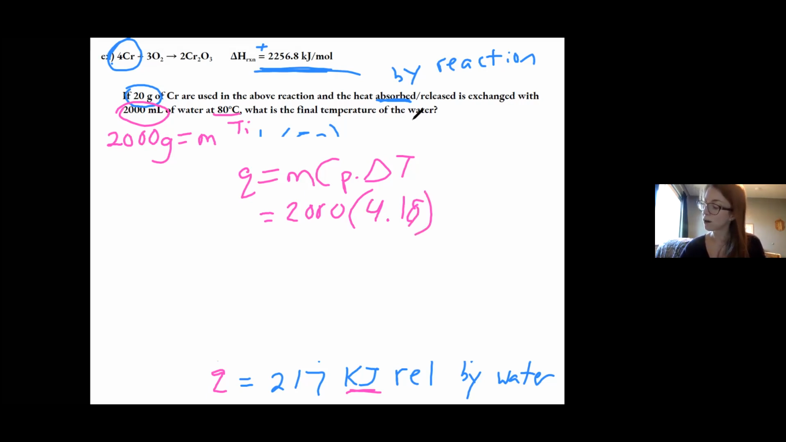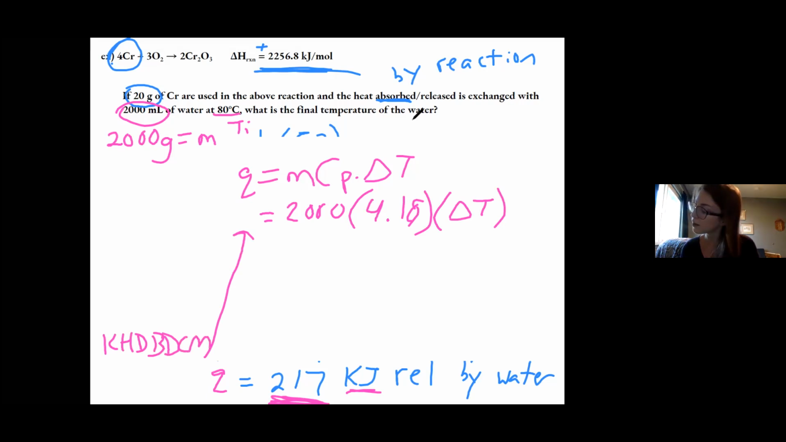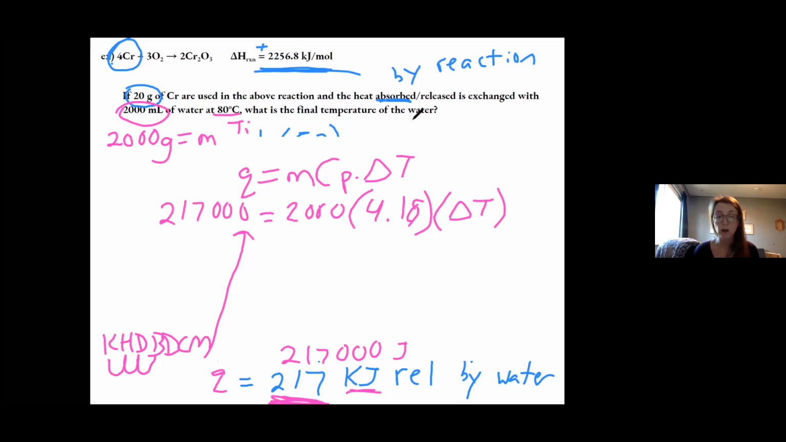Before I can plug this in, I always need to turn it into joules, and then I'll be able to plug in for my Q and solve for delta T. You can use King Henry if you want. King Henry died by drinking chocolate milk, I believe is the most popular one. We're at kilojoules, and 1, 2, 3 to the right will get me joules. So 217,000 joules can be plugged in there. Really, we're combining the proportions we learned before with the Q equals mCp delta T stuff from even before that.